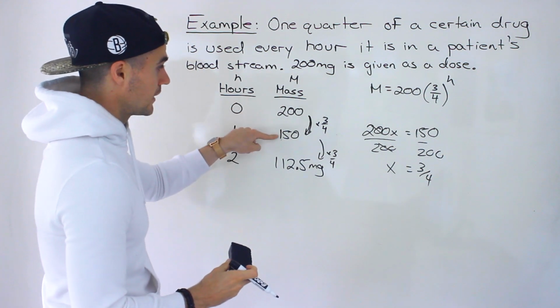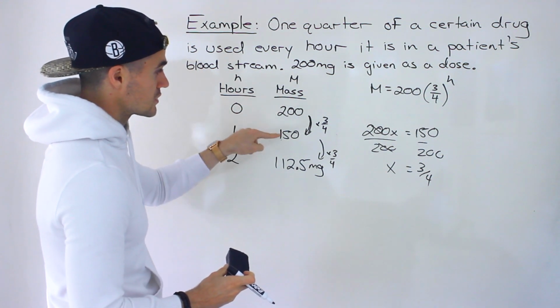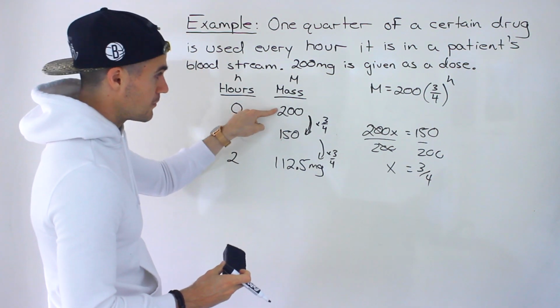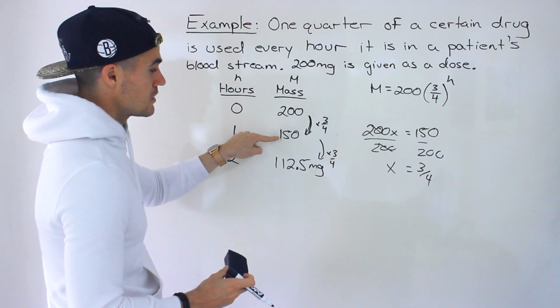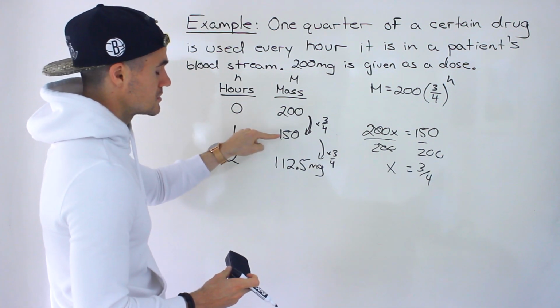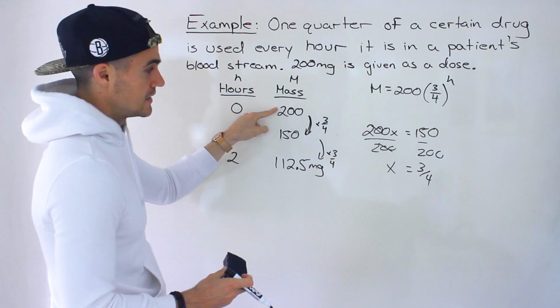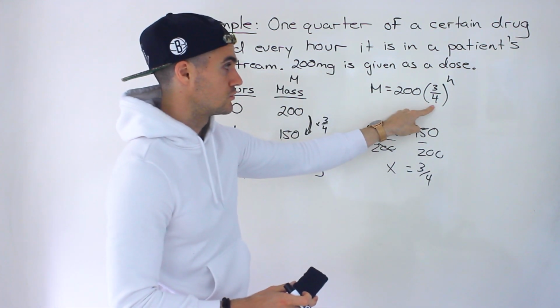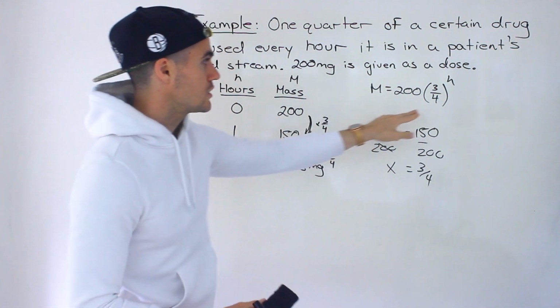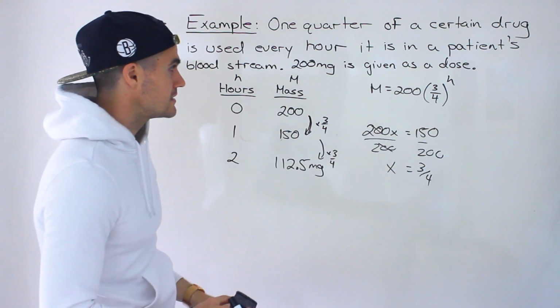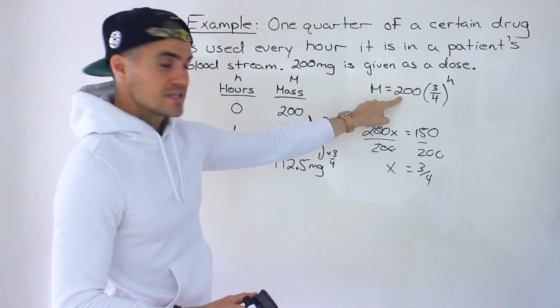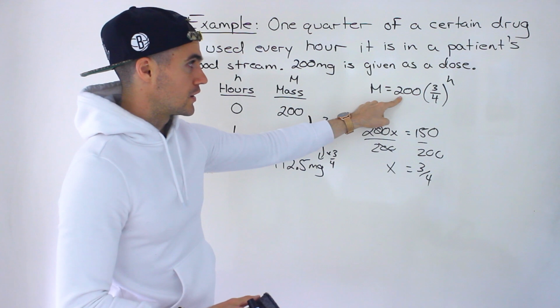If something's doubling, like let's say it goes from 200 to 400, we could take 400 divided by 200, or take the bottom divided by the top, to get that base of 2. Right? That's how you can always get the base. This is always the initial amount over here.